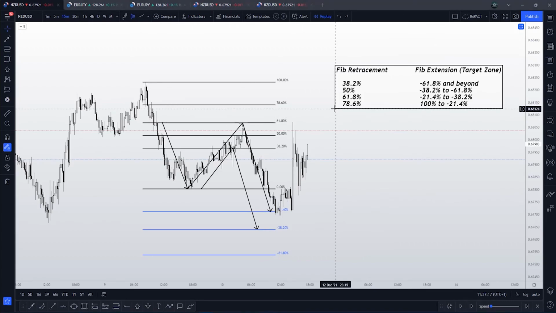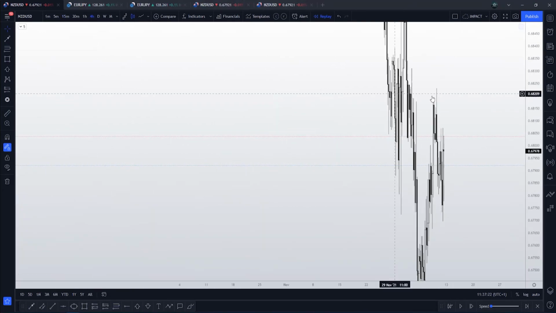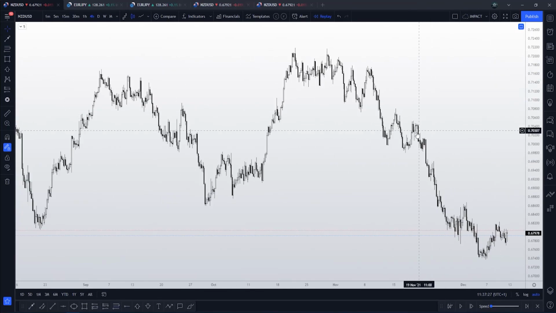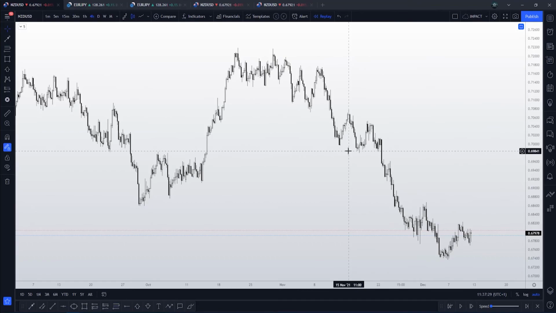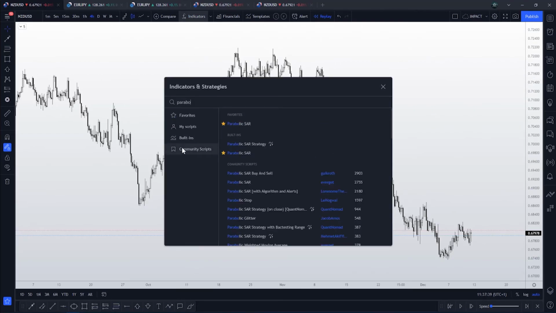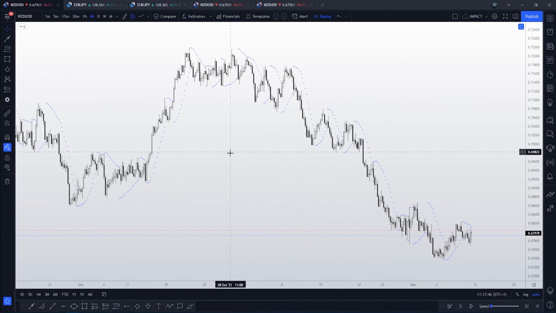Let's focus on the parabolic SAR, because that one will need a little bit more of our attention, because it's not a regular indicator that a lot of traders use. SAR, S-A-R, stands for stop and reverse, and that's exactly what we will use it for, at least the stop part. Let's add the indicator, type in parabolic SAR. As you can see, it's selected as a favorite here. Click on it, close the window, and as you can see on the chart, the indicator appears as a series of dots placed either above or below the price candles.